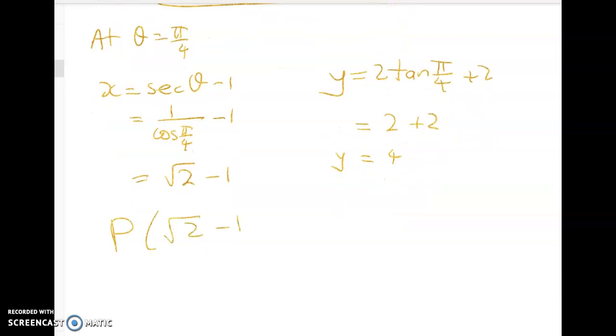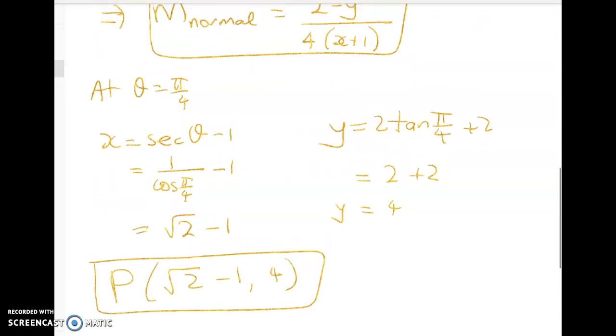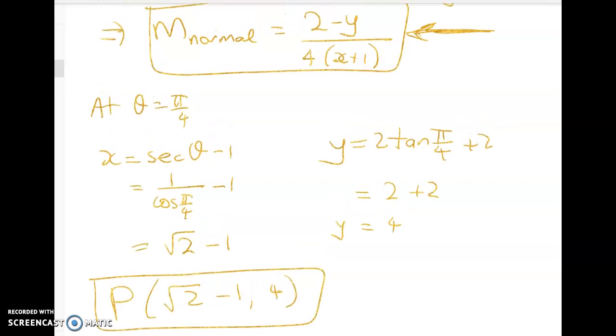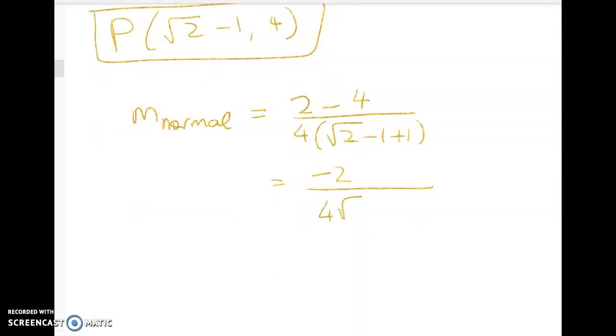Now it's got a surd in there, but it's not too bad. Because remember, we're asked to give our answer with a and b in integer form, so we don't want any horrible decimal approximations. But this is scholarship, so we don't want to do that anyway. Right, now, we've got the x and y values, so I can sub those in and get the gradient of the normal. So m normal is equal to 2 minus y, so 2 minus 4, over 4 times x plus 1. So root 2 minus 1 plus 1. So it's not too bad. I've got -2 over 4 root 2, which is -1 over 2 root 2.